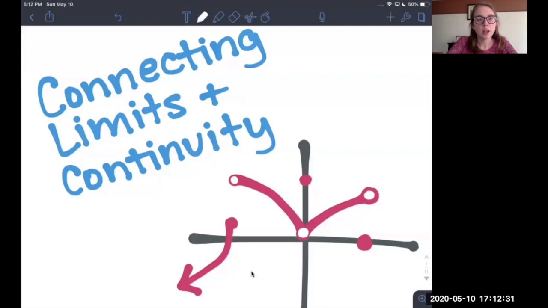Now that we've spent a lot of time looking at how to find limits of functions in various ways, like from graphs or tables or analytically, we're going to look more in depth at the relationship between limits and whether or not a function is continuous at a point. We've already talked about the fact that these are related concepts, but we're really going to dive deep into this today.